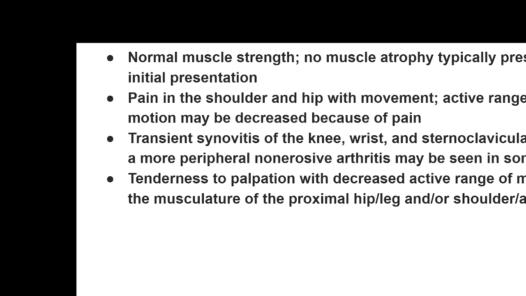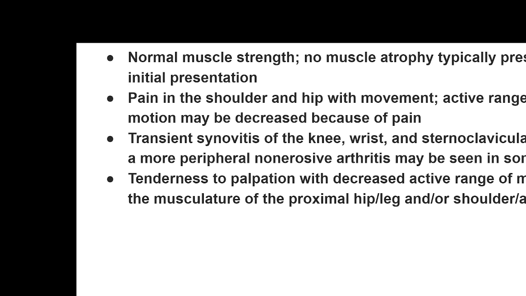And the other important features that make the diagnosis of reactive arthritis is that the muscle strength will be normal, and there will be no muscle atrophy in the initial condition. Only in the very advanced stages there could be muscle atrophy, but in such conditions I would not make the diagnosis of simple reactive arthritis. It could be some other diagnosis, because there would be an underlying organic pathology. And pain in the shoulder and hip with movement, and active range of motion may be slightly decreased because of pain. The range of movements may be slightly reduced.